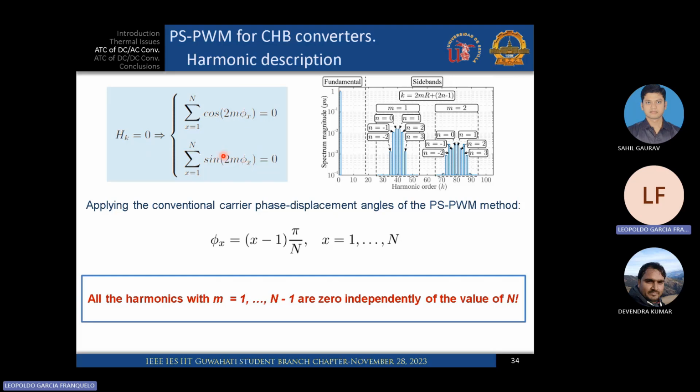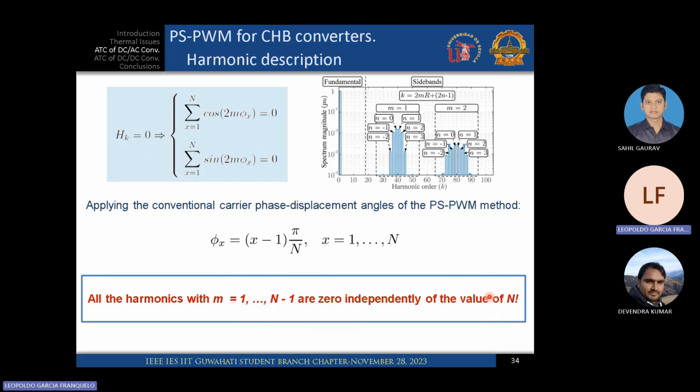In this case, we can see that if we apply the conventional carrier phase displacement angles, we get that some of the terms are equal to 0. Then we may see that where n goes from 1 to N minus 1, all these terms are zero independently of the value of the number of cells N.